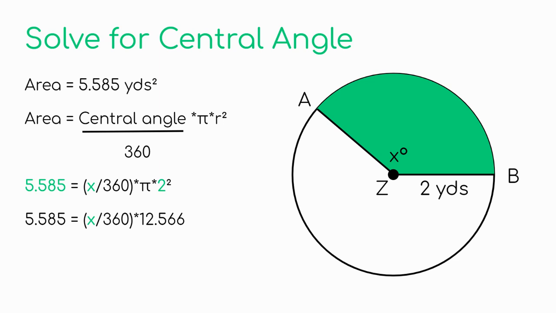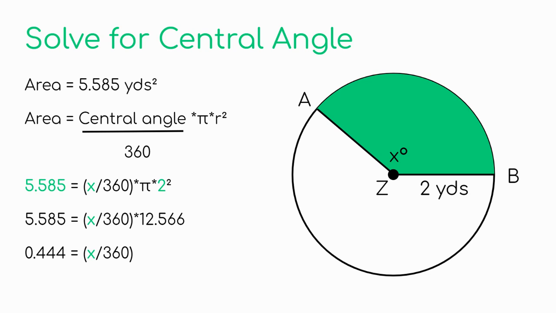I want to get rid of that 12.566. Right now I'm multiplying. To get rid of multiplying, we divide. So I'm going to divide both sides by 12.566. So when I do 5.585 divided by 12.566, I get 0.444. Remember to keep as many decimals as you can, because if you round too early, your answer is going to be a little bit off.